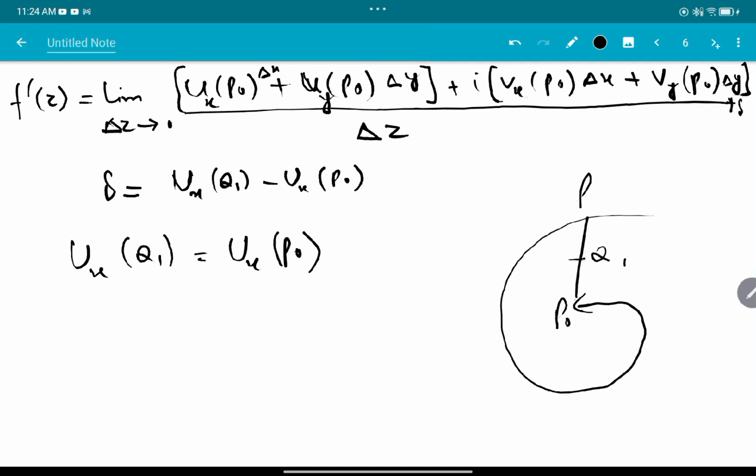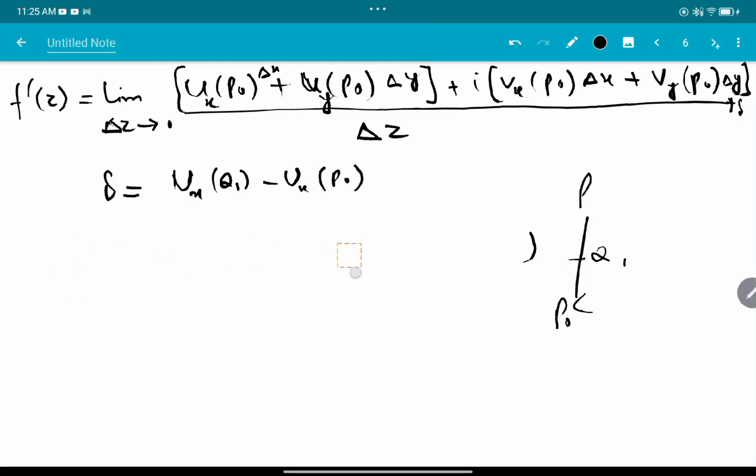That means how much error I made can be easily seen. For example, suppose this is 16. Instead of 16, I wrote 12. The error that I committed is the difference of these two, 16 minus 12. If I add that error to this side, the two sides will become equal. That means if I write ux Q1 minus ux P naught, then the two sides are now equal. So this will cancel with this. ux Q1 will equal ux Q1. The error that I committed was ux Q1 minus ux P naught.